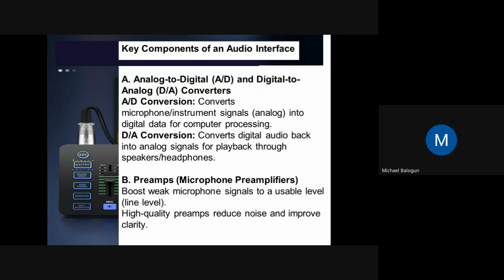So high-end equipment has better preamps. For example, you can compare the preamp of this little mixer here to that one over there. It's different from the Midas, the AG96. So high quality preamps reduce noise and improve clarity.